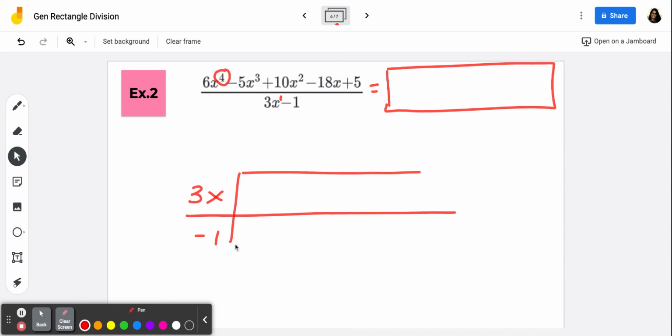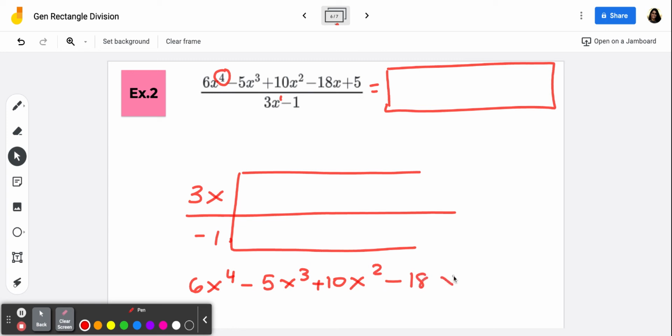Okay, it's not perfect by any means. I'm not even ending the thing. I'll worry about that later. And then I know this entire thing gets written on the bottom. So I'm going to write that on the bottom: 6x to the 4th minus 5x cubed plus 10x squared minus 18x plus 5. Okay, let's start. We're working backwards.